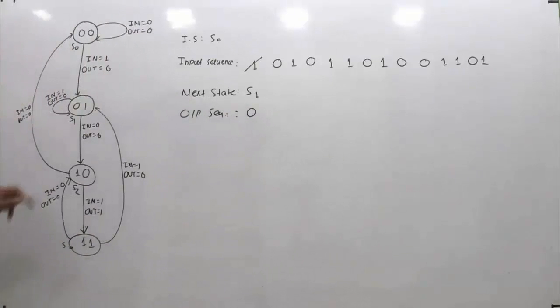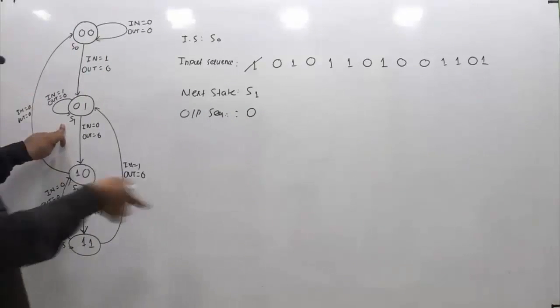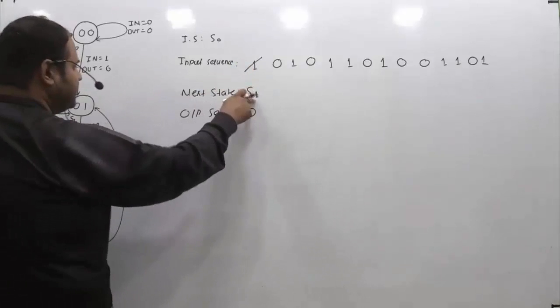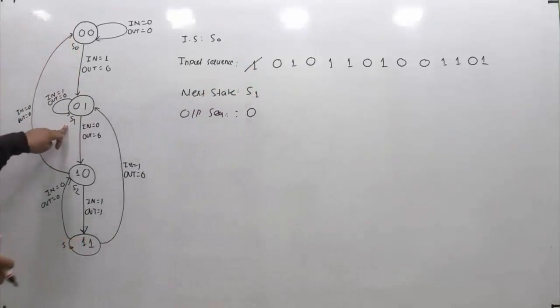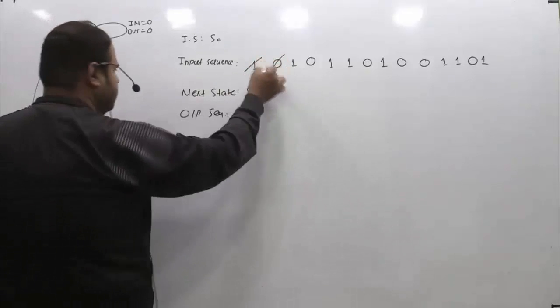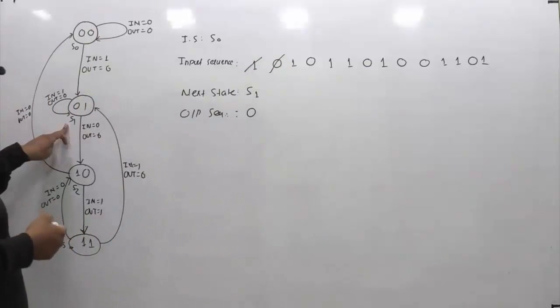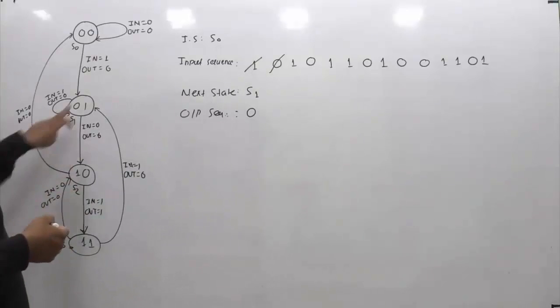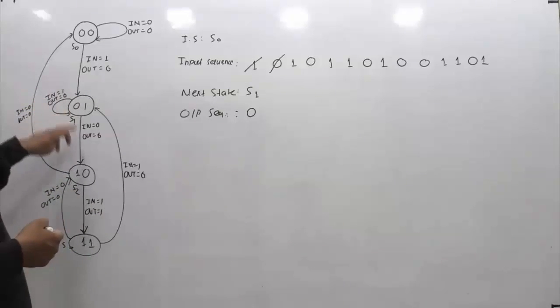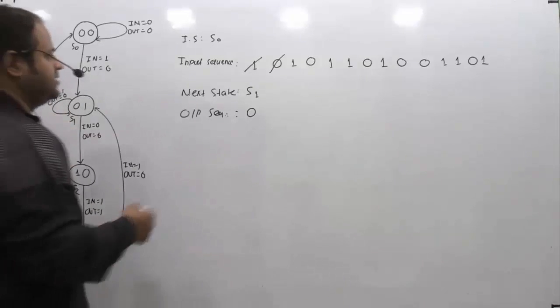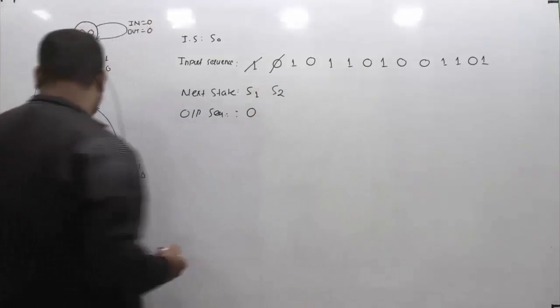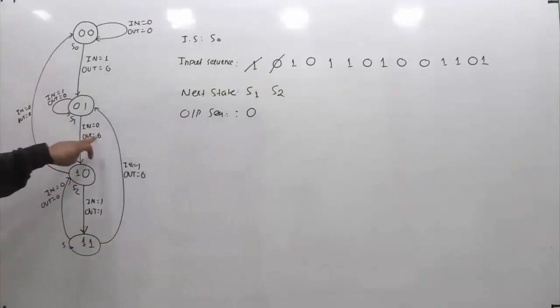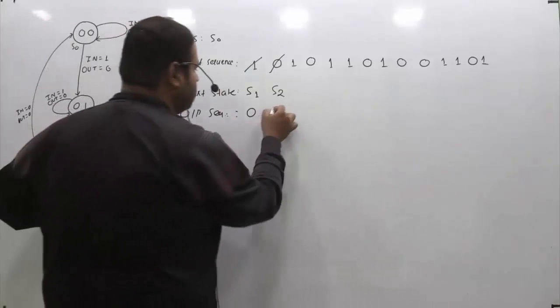So now you are at state S1, right? Initially you are at S0. By giving this input, you reach S1. So now the state is S1 and the input is 0. When you give the input 0 here, it will go into S2, because this is for in equal to 1 and I am giving in equal to 0. It will go to state S2, and the output it gives is 0.